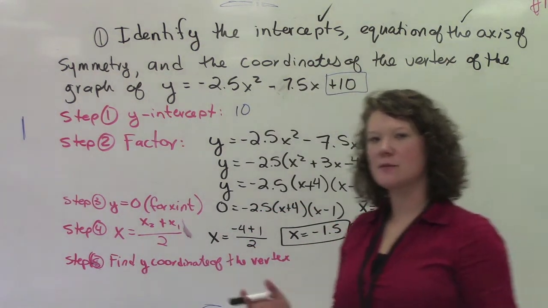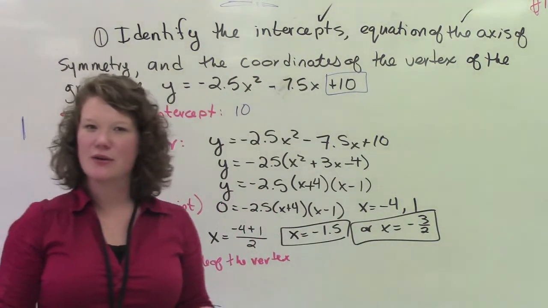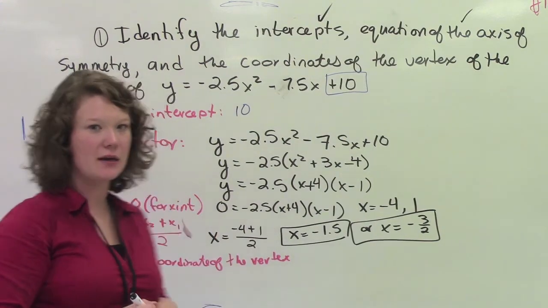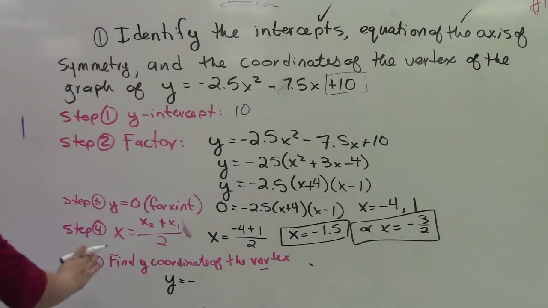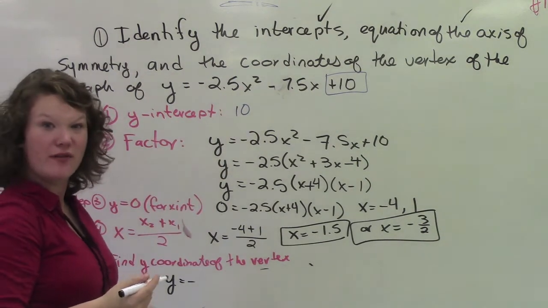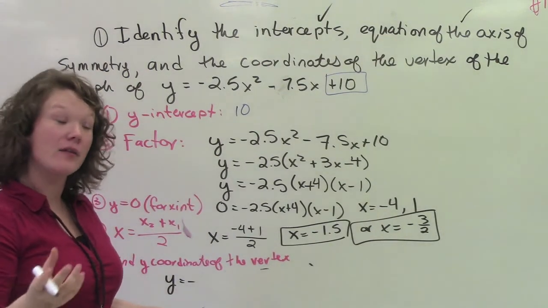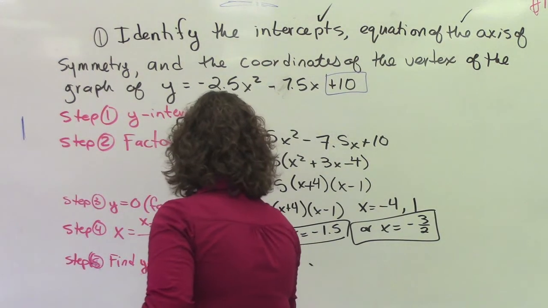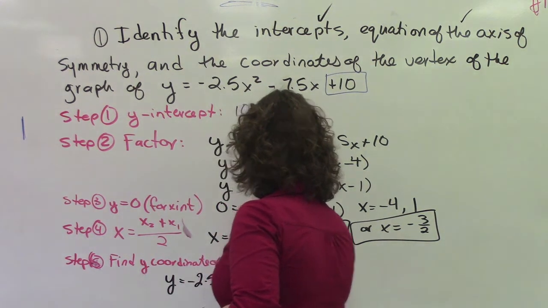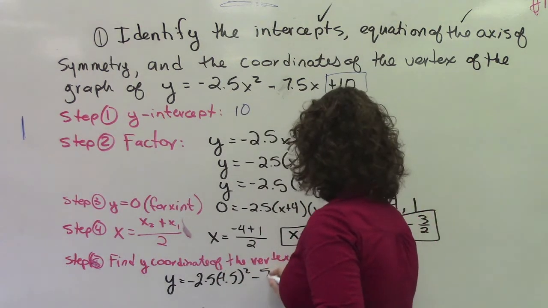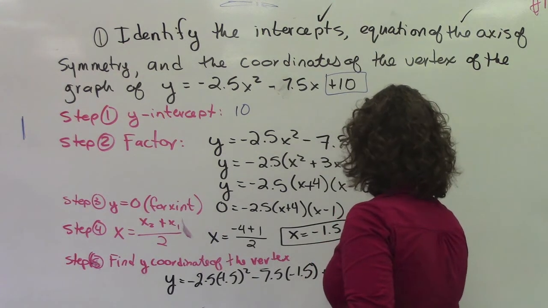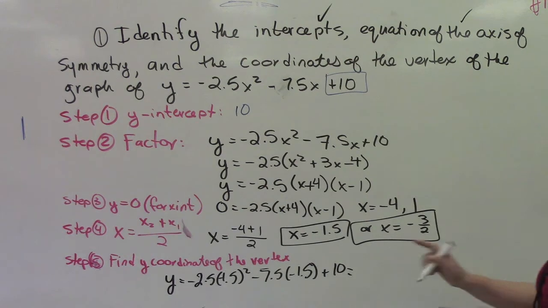Now, some of you guys had problems with this on the test, problems with substituting values. So I want to take a little bit more time with this than I would usually. So we need to find the y-coordinate of the vertex, so instead of x, let's put negative 1.5 for everything, because that is the x value of the vertex. So negative 2.5 times negative 1.5 squared, remember that's negative 1.5, minus 7.5 times negative 1.5 plus 10.